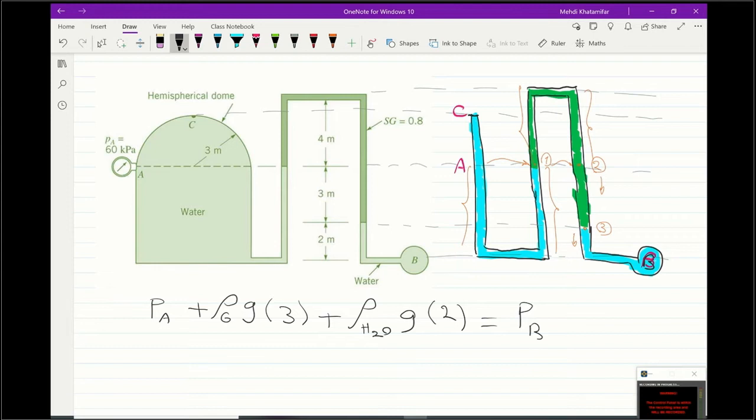Okay, we have a specific gravity, and let me write the formula. Specific gravity is density divided by density of water at 4 degrees. This is given as 0.8: density of green liquid divided by, let's go with 1000 to make everything easy. So the density of the green liquid is going to be 800 kilograms per meter cubed. So plug in the numbers.